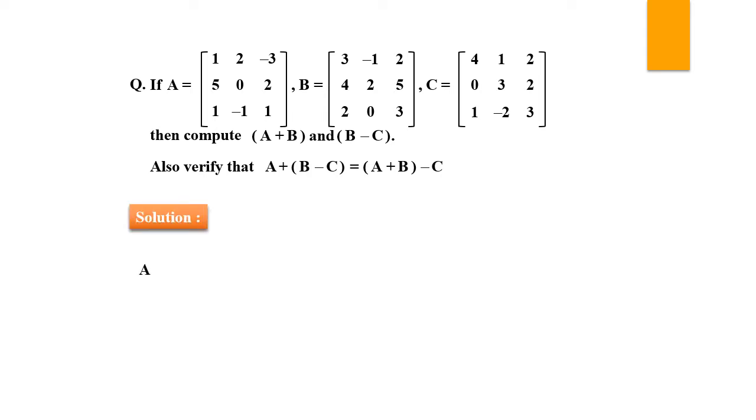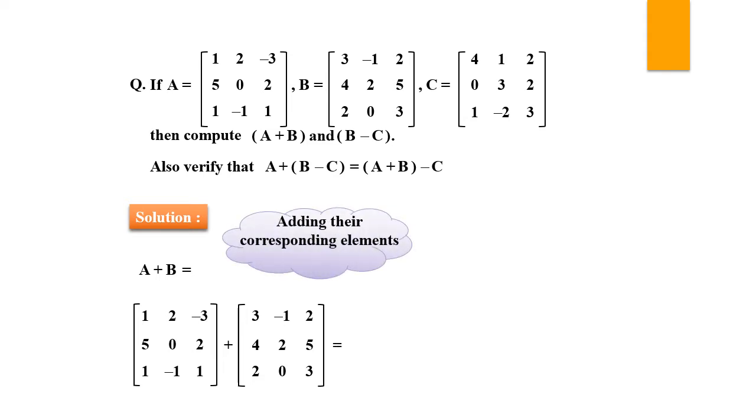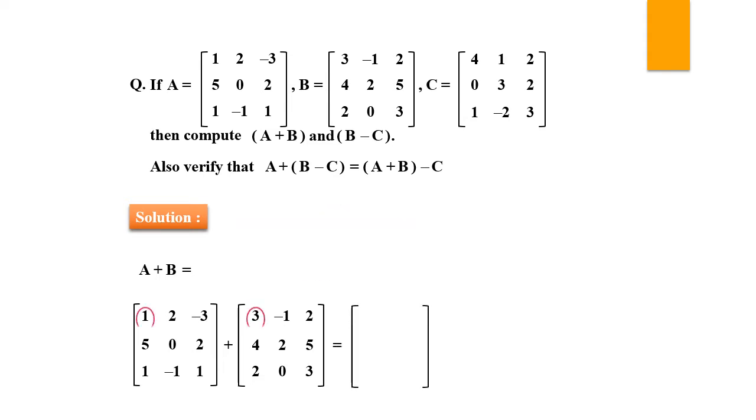So we will discuss the solution for the example. So simple. First you need to check the order of A and B. The order of A is 3 cross 3 and the order of B is also 3 cross 3. So to obtain A plus B, we go on adding the corresponding elements. So write down the two matrices. Okay, now add the corresponding elements.